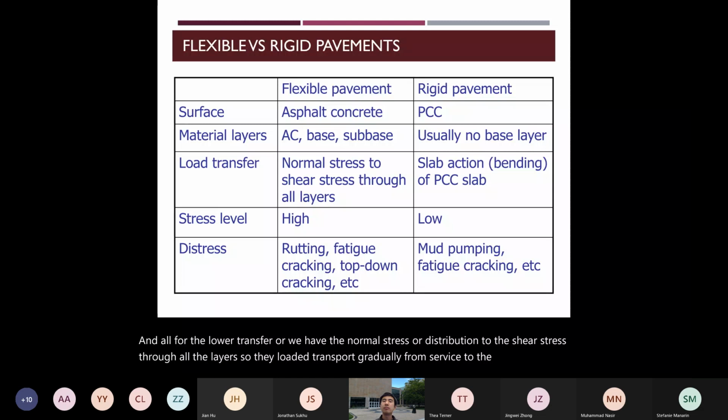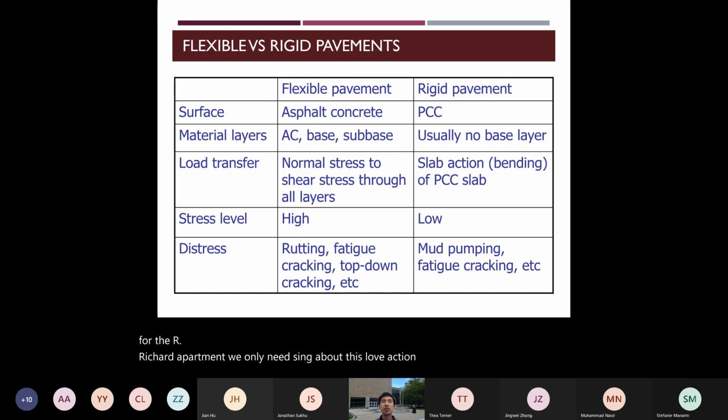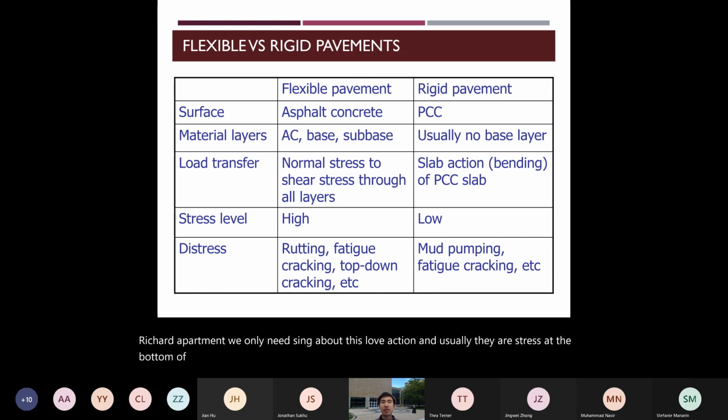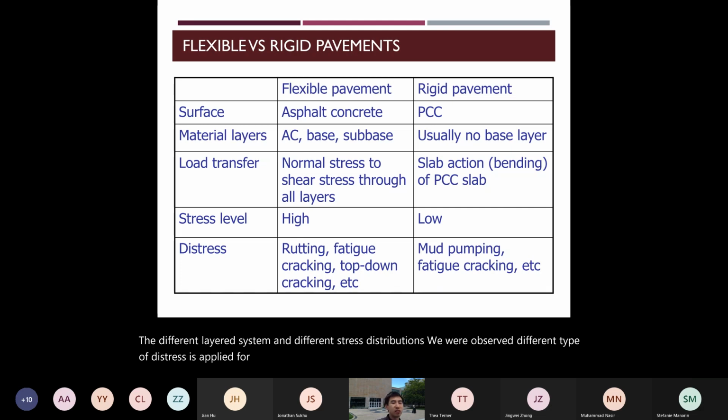While for the rigid pavement, we only need to think about the slab action, and usually the stress at the bottom of the PCC slab would be very low, while for the flexible pavement, the stress level would be very high. Depending on the different layered systems and stress distributions, we will observe different types of distress for the flexible and rigid pavement.